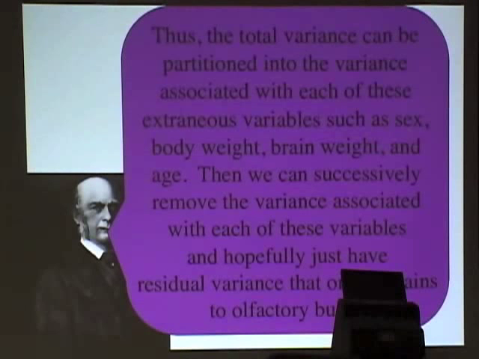Okay, so as I just said, you can partition the total variance associated with each of the variables, and then what we're going to do is successively remove the variance associated with all these variables. And then what we'll have at the end is something called the residual variance. That's what's left over, and that will have the variance that's unique to olfactory bulbs, that residual variance, and of course there's going to be a little bit of error in there too, hopefully a little bit. We'll find out.